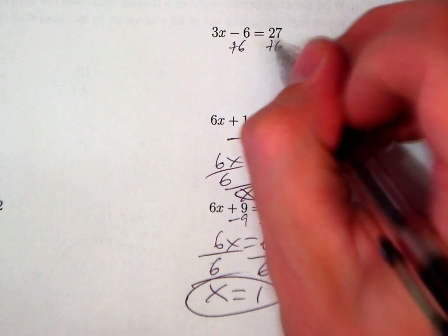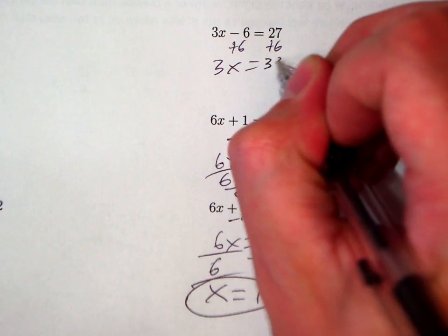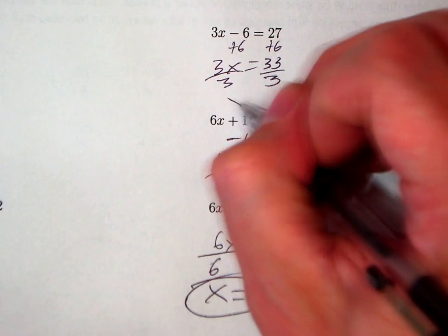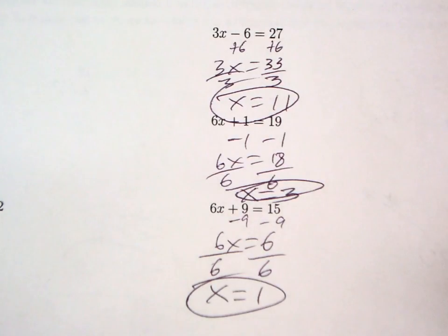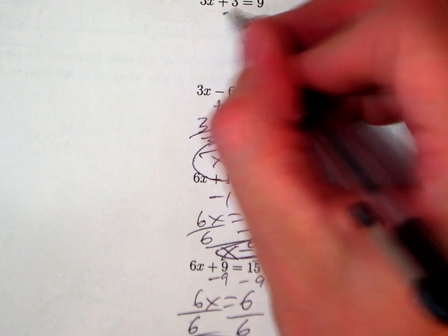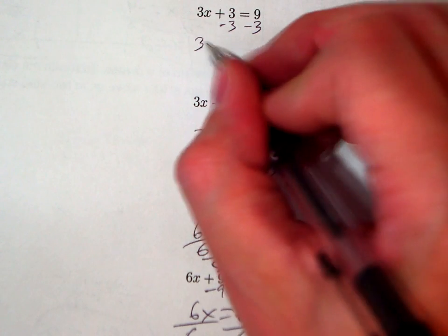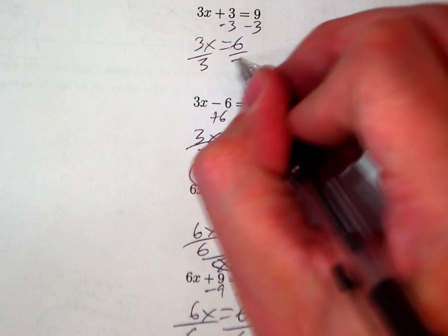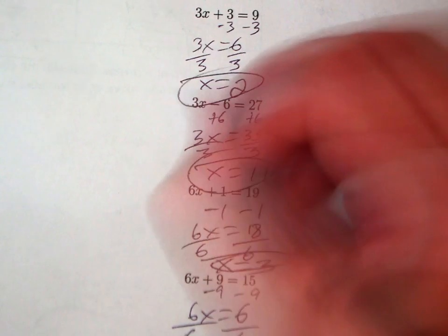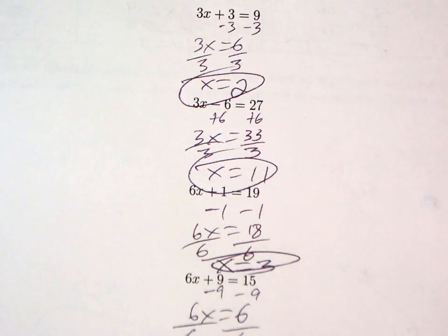We add 6 to both sides, 3x is equal to 33, we divide by 3, x is equal to 11. We subtract 3 from both sides, we get 3x is equal to 6, we divide by 3, we get x is equal to 2, and so on and so forth.